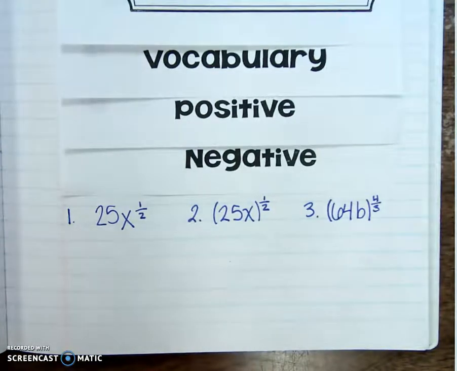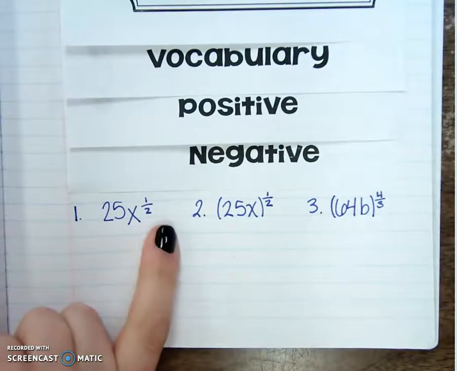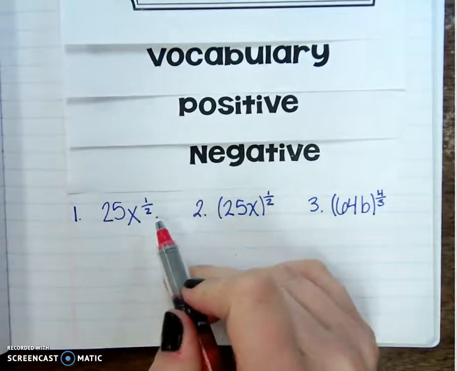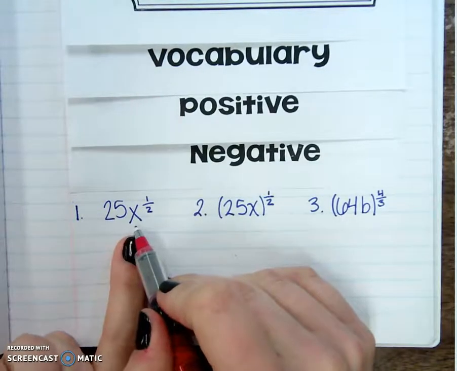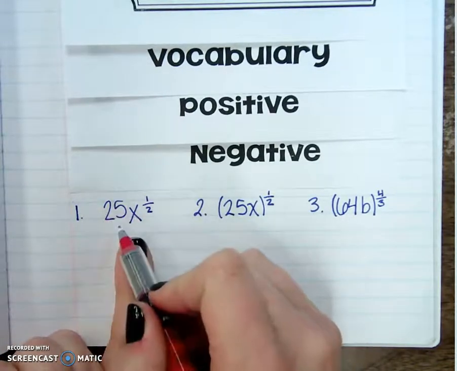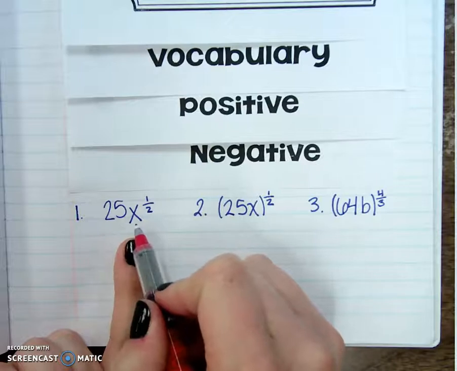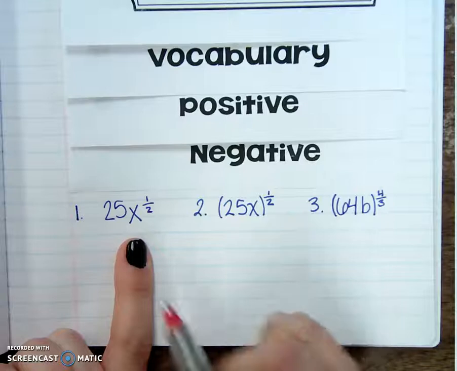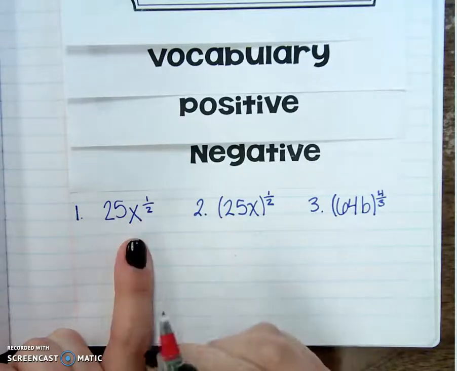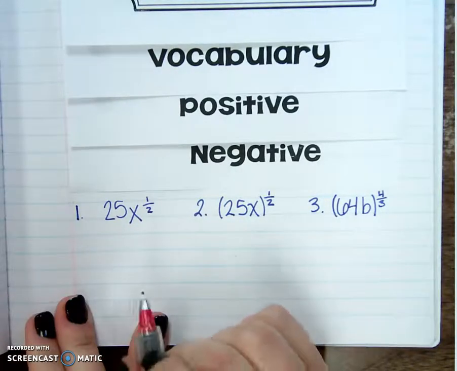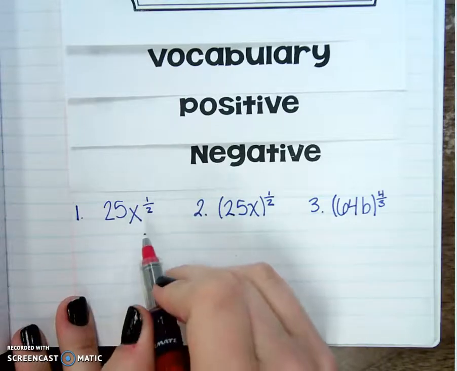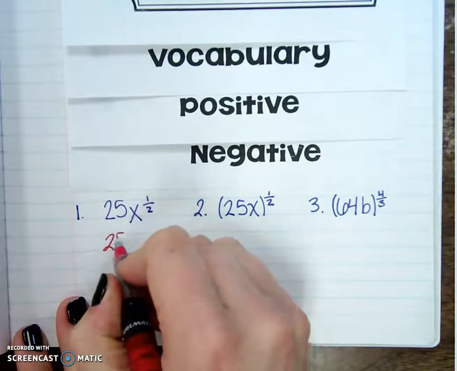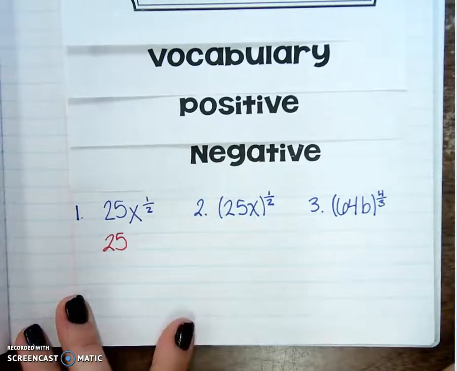All right, so the first thing that we're looking at here is 25x to the 1/2. Well, this 1/2 only applies to the base of x. This 25 is the coefficient because it's in front of that variable, and there are no parentheses isolating these terms right here. So we're just focusing on this x to the 1/2. 25 can come straight down. That won't change, hasn't changed, won't be affected.